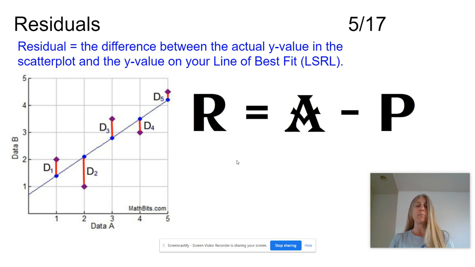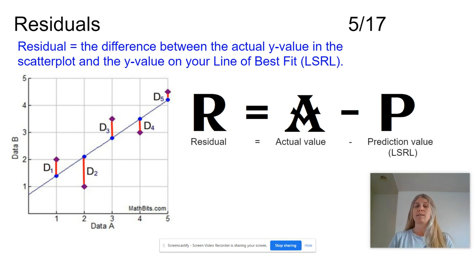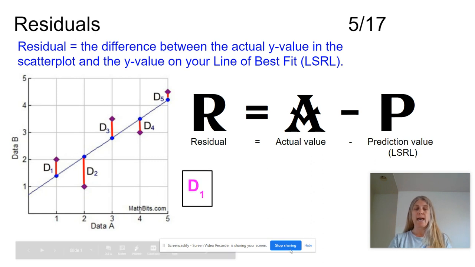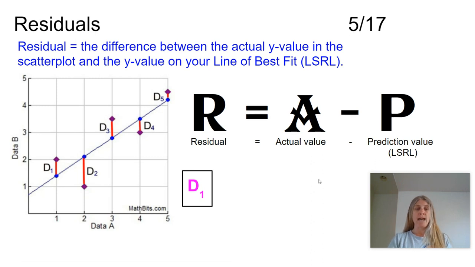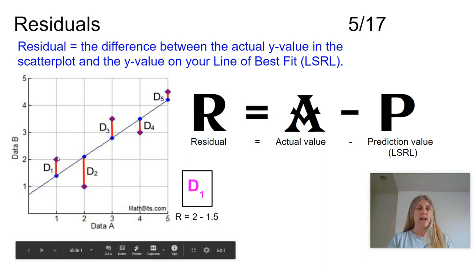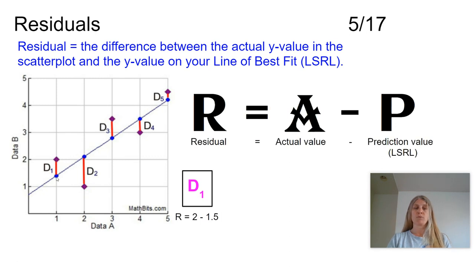So it has a very simple formula that, as you can tell, simply reads as RAP. And that is residual is equal to the actual value minus your prediction value, which is that value on the line of best fit. So when we're looking here at our D1, we're simply going to subtract our prediction value from our actual value. So here for D1, our actual value is 2, and we're going to subtract our prediction value, which is 1.5. That gives us a residual of 0.5.